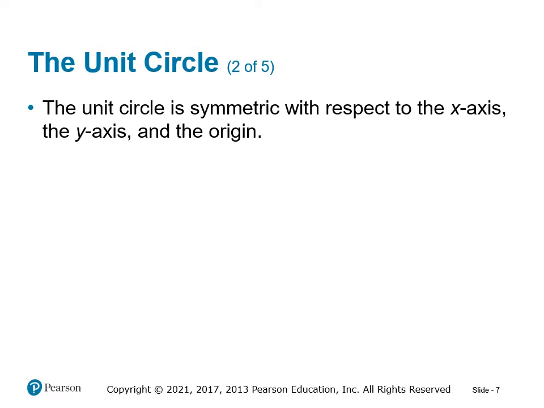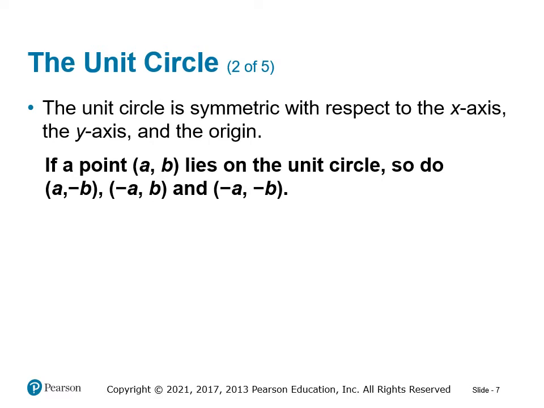So the unit circle is symmetric with respect to the x-axis, the y-axis, and the origin. If a point (a, b) lies on the unit circle, so do (a, negative b), (negative a, b), and (negative a, negative b). If you remember all the values of the x and y coordinates for the first quadrant, then the only thing that's changing in quadrants 2, 3, and 4 for the reference angles is the polarity. And that's easy enough to see depending upon where on the axes you are.